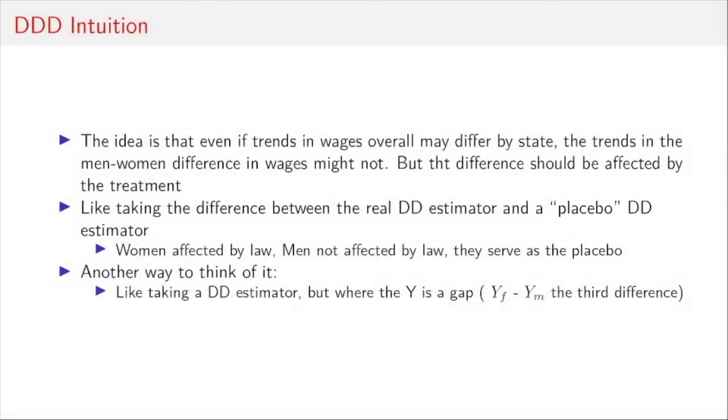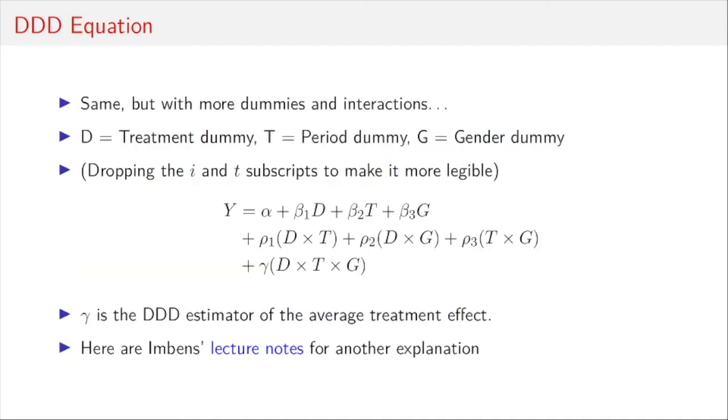Another way to think about this is that it is just like taking a difference in difference estimator, but where y is a gap instead of just a level of a variable. So instead of doing a difference in difference on a wage, you're doing a difference in difference on a wage gap. So what is the triple difference equation?